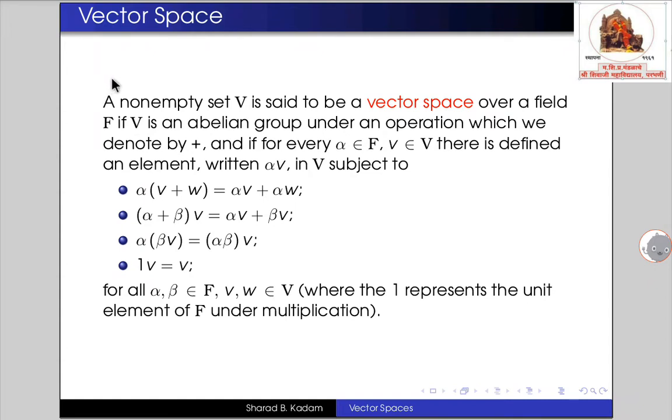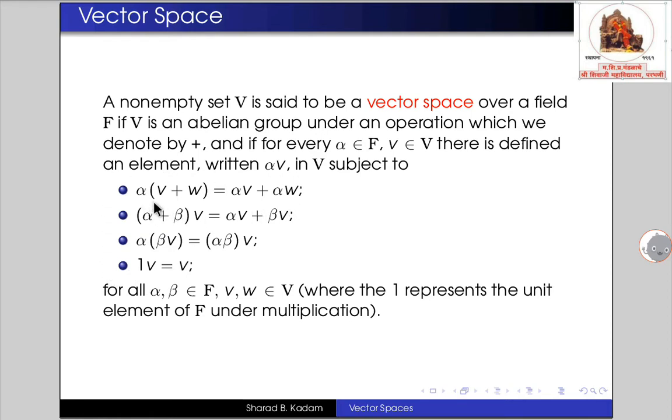The definition states that a non-empty set V is said to be a vector space over a field F if V is an abelian group under an operation denoted by the notation plus, and if for every alpha in F and the element v in the set V, there is defined an element which is written as alpha into v in the set V, subject to the following conditions. Here we have 4 conditions.